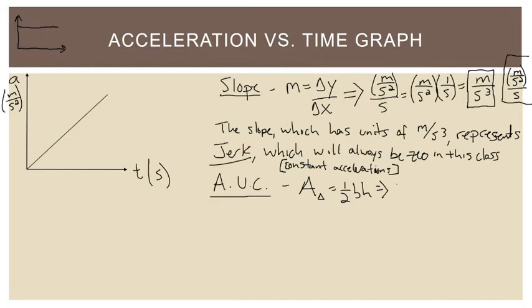Obviously, as we've said now 2 times, now this is the third, half is just a number, so it has no units. The base of that triangle is seconds. The height of that triangle is meters per second squared. So one of the seconds cancels, and we end up with meters per second.